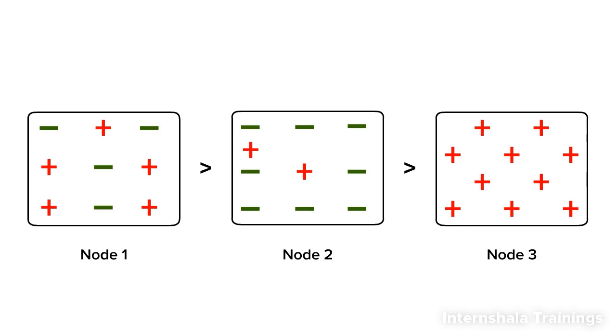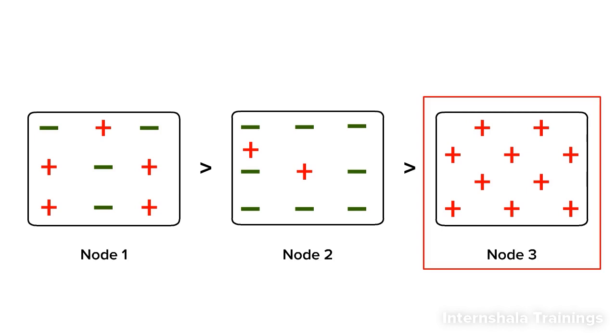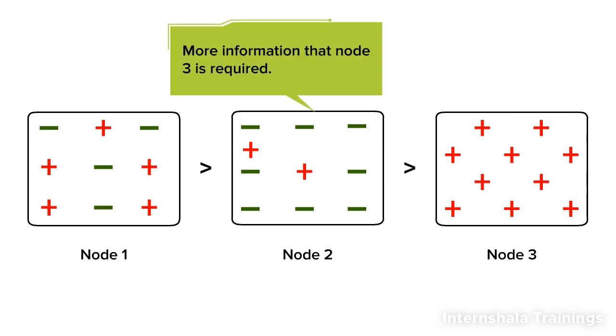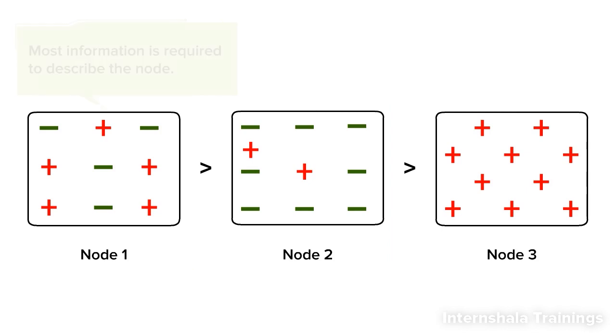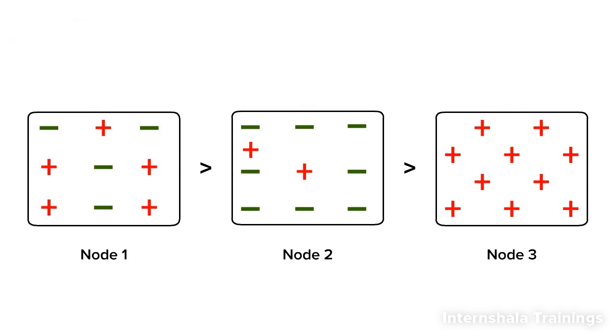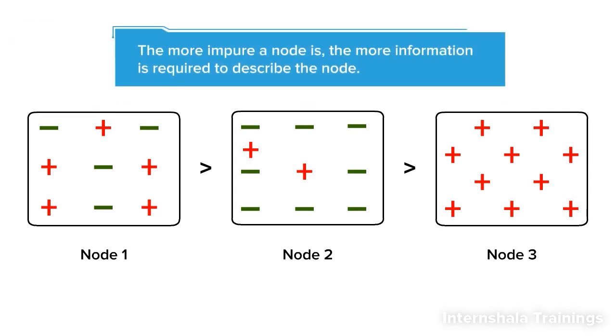So as the impurity of the node increases, we would require more information to describe them. For example, for node 3, we could say that everyone plays cricket, so less information is required to describe the node. While for node 2, we would need more information to describe who plays cricket and who does not. And hence node 1 will require the most information compared to node 2 and the node 3. And hence we can say that the more impure a node is, the more information is required to describe it.